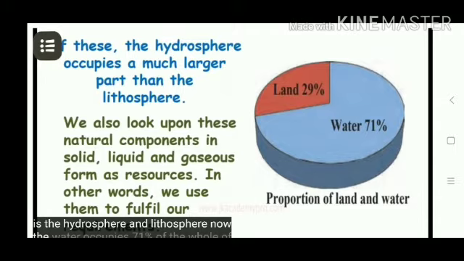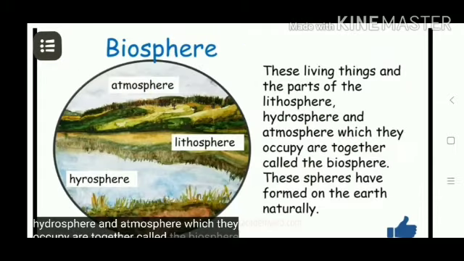Let us see then what is the biosphere. These living things and the parts of the lithosphere and hydrosphere which they occupy are together called the biosphere. These spheres have formed on the earth naturally. It means the combination of atmosphere, lithosphere and hydrosphere is known as the biosphere.